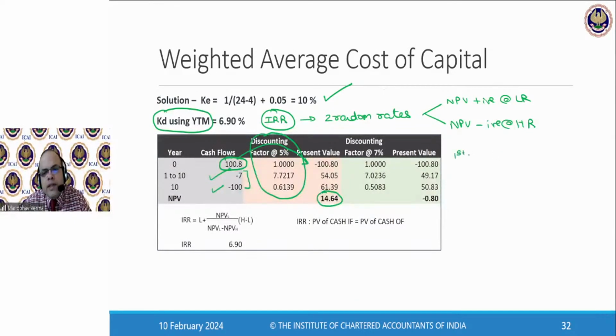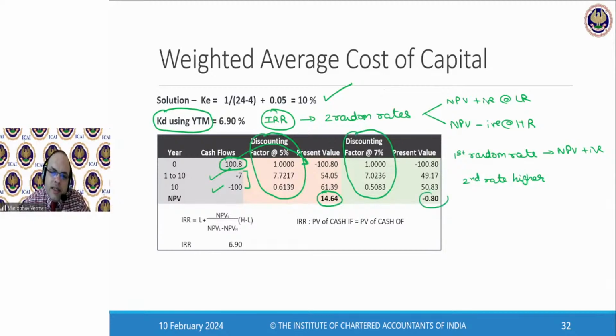So if using the first random rate my NPV is positive, mathematically we all agreed and we know that the second rate would be a higher rate. Now it has to be a random rate. You could take 8%, you could take 9%, you could take 10%. I took 7% here. And look at that. Luckily, I was just on the margin here. If it was also positive, I would have done that exercise once more. I would have taken 8%, 9%, whatever.